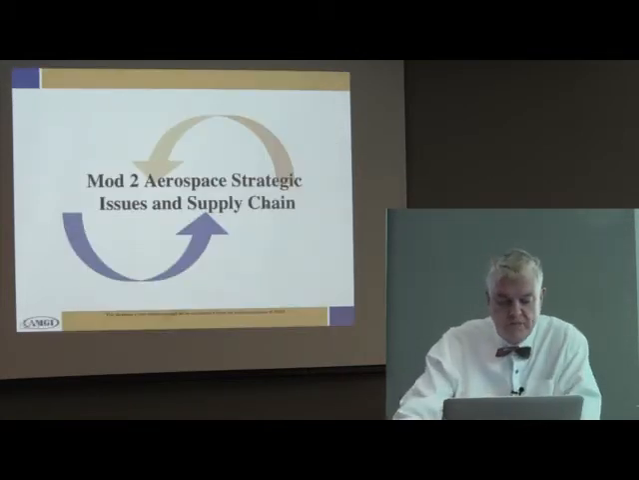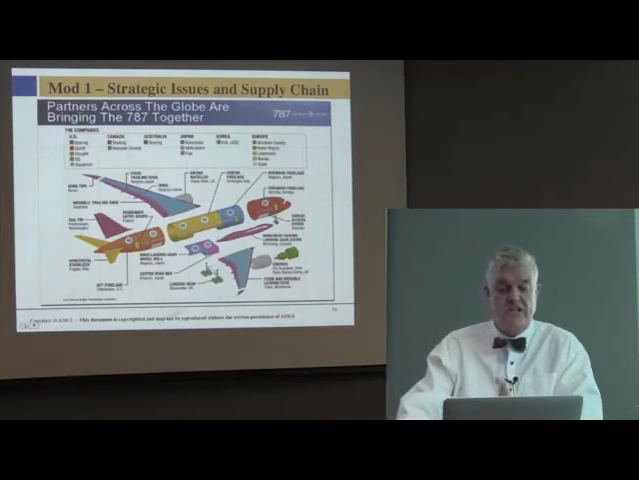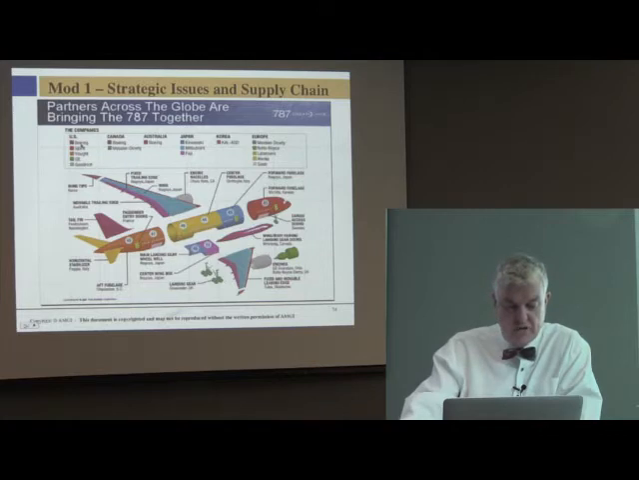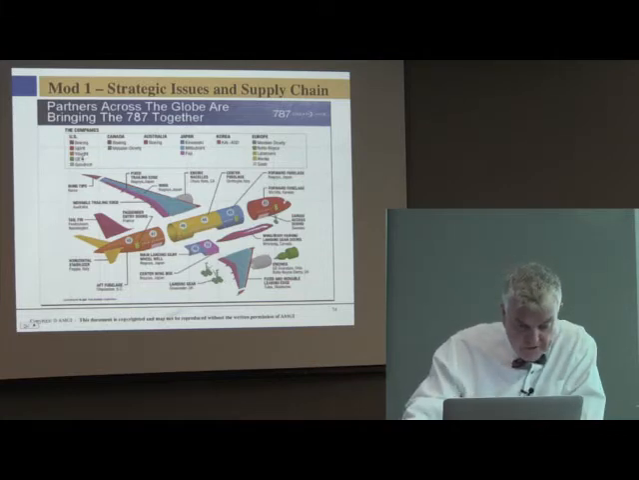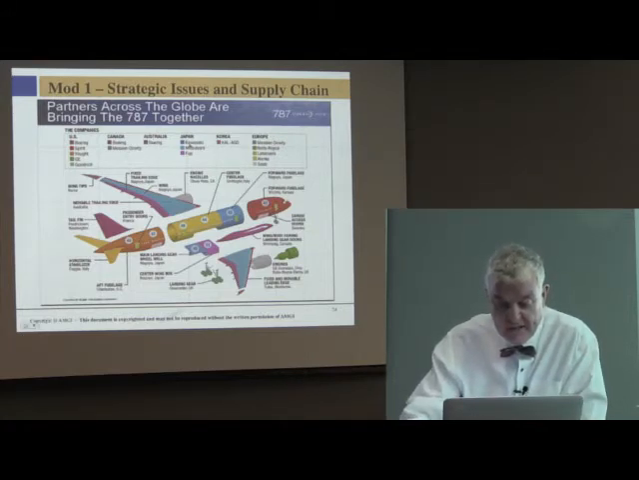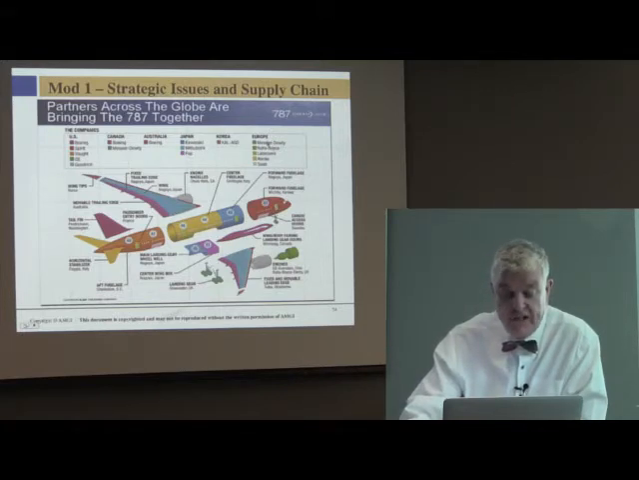Okay, Module 2, Aerospace Strategic Issues and Supply Chain. So this is the Boeing 787. These are all the partners, and I look at all the companies. In the United States alone, there's Boeing, Vought, Spirit, General Electric, Goodrich. In Canada, you have Boeing Canada, Messier-Dowty, Bugatti, now called Safran. In Australia, you have Boeing Australia. In Japan, you have Kawasaki, Mitsubishi, Fuji. In Europe, again, Messier-Dowty in Gloucester, England, or it could be in Paris, Rolls-Royce in England, Alenia in Italy, and Saab in Sweden.